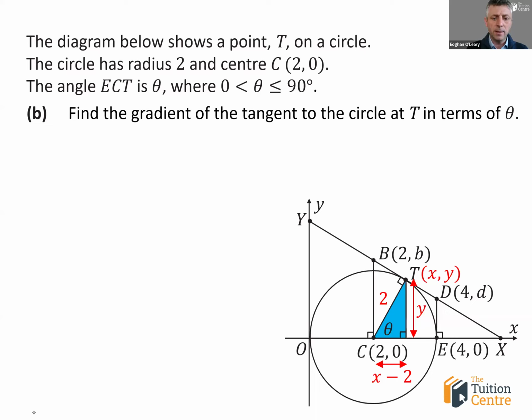Find the gradient of the tangent to the circle at T in terms of theta. Now, I'm hoping that everyone knows gradient is the same as slope, but again, sometimes people just mightn't have heard it. So gradient is the same as slope. So what are we going to do? We want to find the slope of the tangent. Now, we don't have enough information straight away to get the slope of the tangent, but we have more information about the slope of this radius here, because we know the center point is (2, 0), and we have our coordinates for x and y.